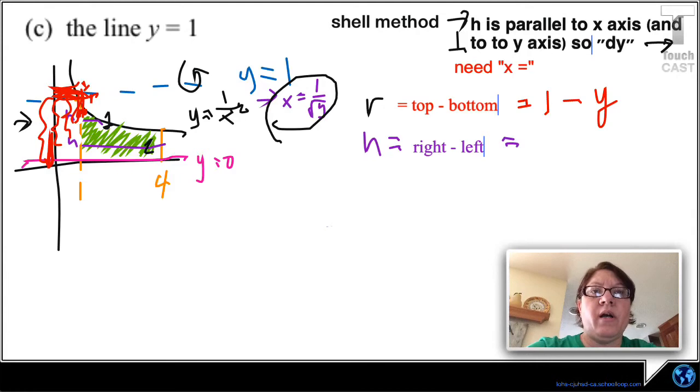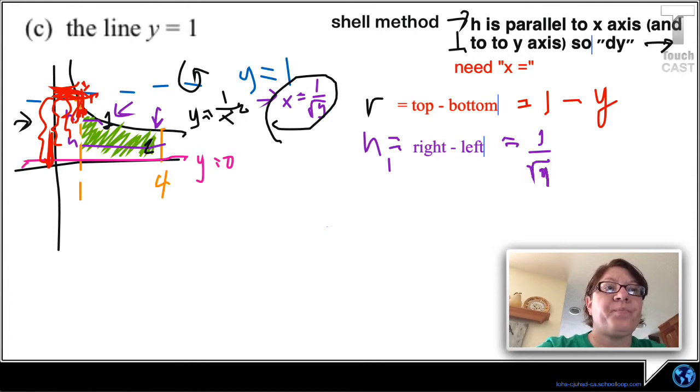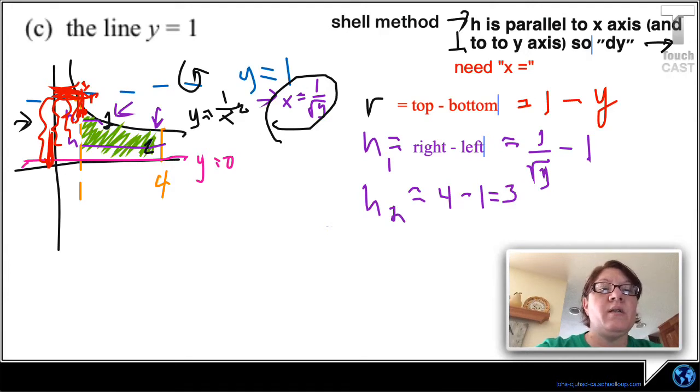Now, the height is really dependent upon where we are in the shaded region. If you notice over here, I marked these with a number 1 and a number 2. So I'm going to look at height 1 first. And that height, with right minus left, on the right, it touches my curve, which is 1 over the square root of y. And on the left, it touches 1. If I look at height 2, on its right, it touches 4. And on the left, it also touches 1. So that height would be 3, which means I'm going to have to integrate in 2 separate pieces because I have 2 different heights.